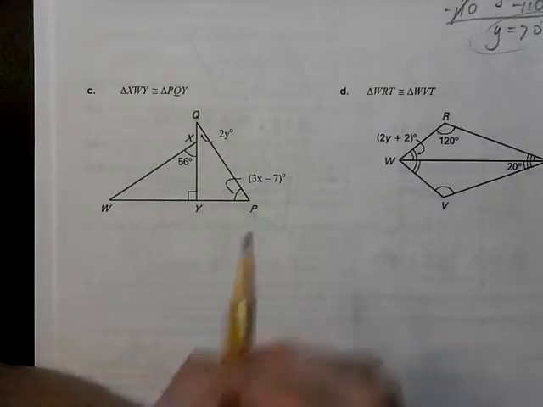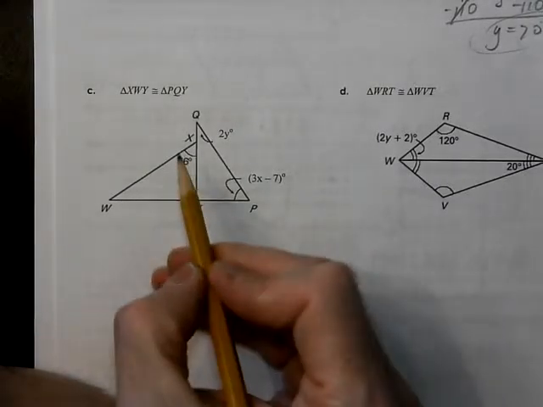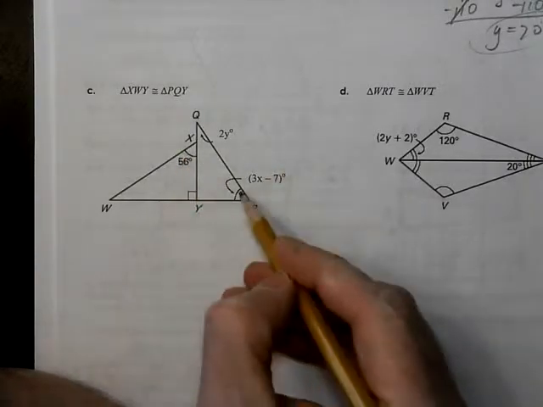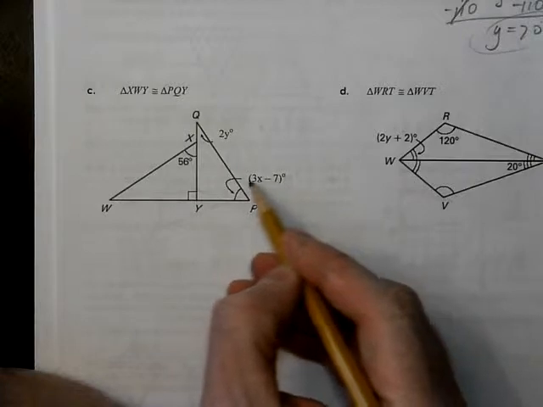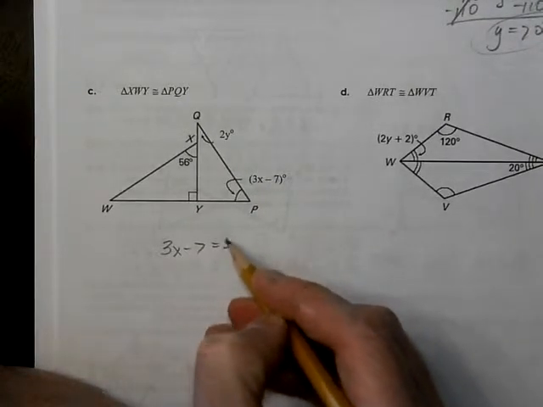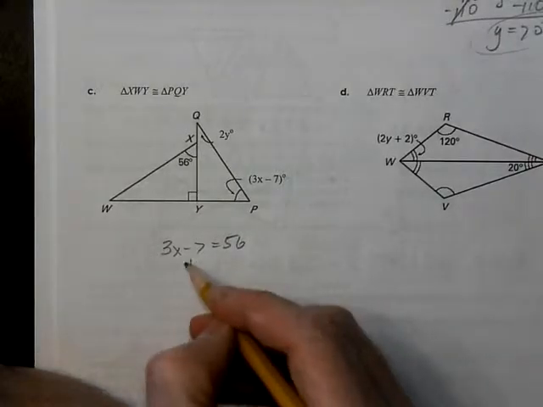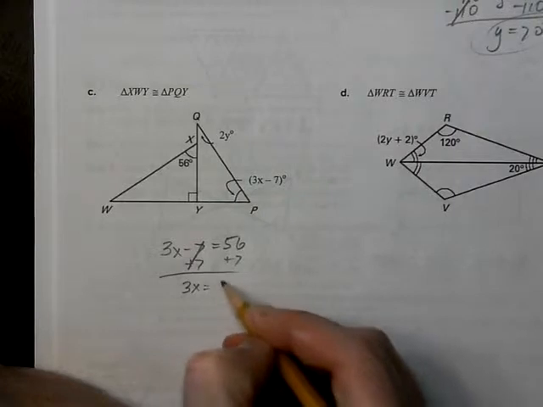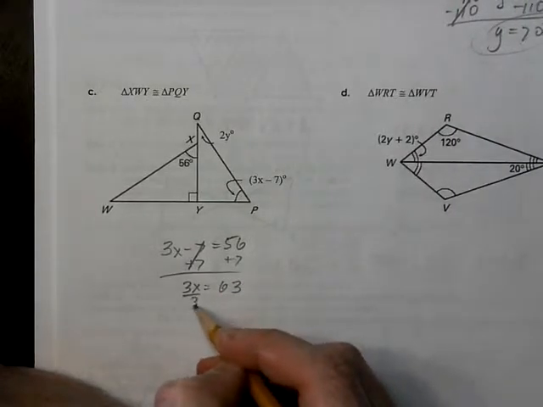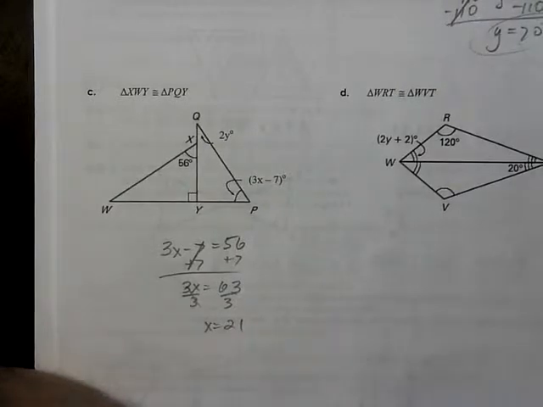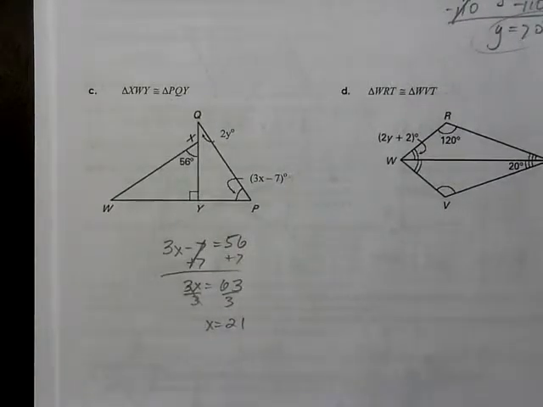For letter C, we see that the single tick mark here has 56 degrees on it, and the single tick mark here has an expression. Well, that expression has to equal 56 degrees. So x itself is going to be 21.